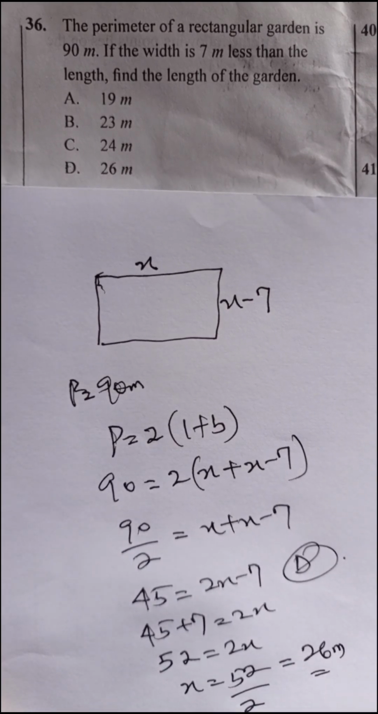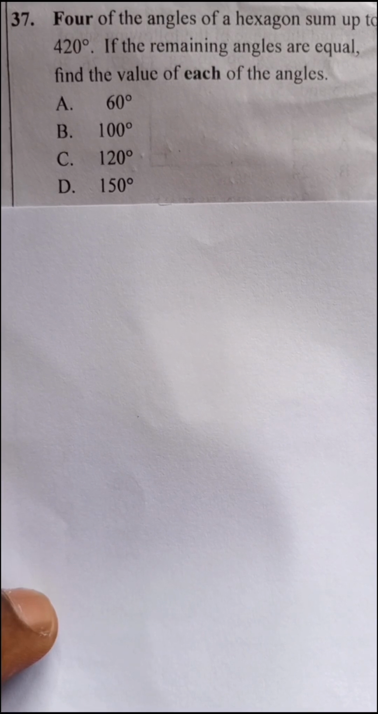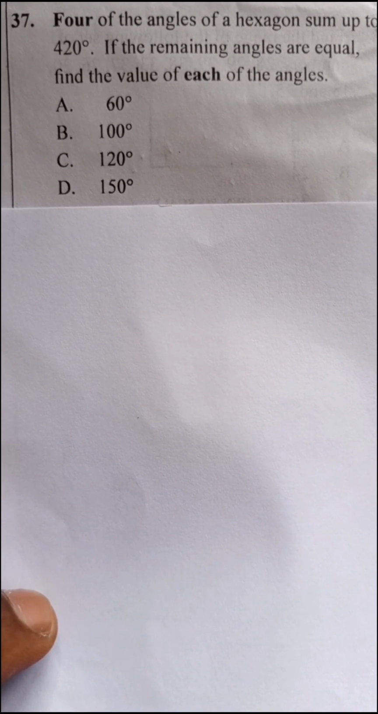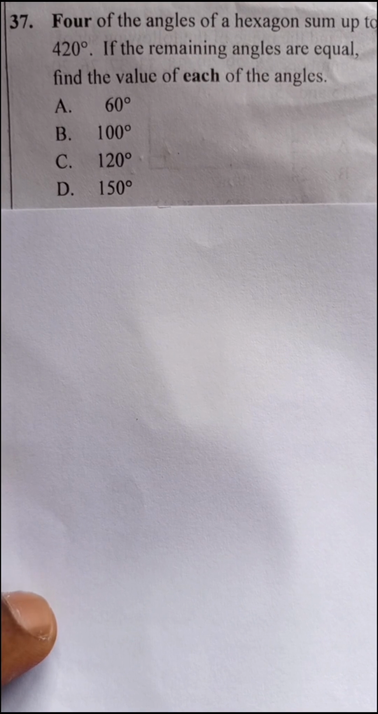Let's continue with question number 37. All right, now on to question number 37. Question number 37, you are given that 4 of the angles of a hexagon sum up to 420 degrees. If the remaining angles are equal, you have to find the value of each of the angles.